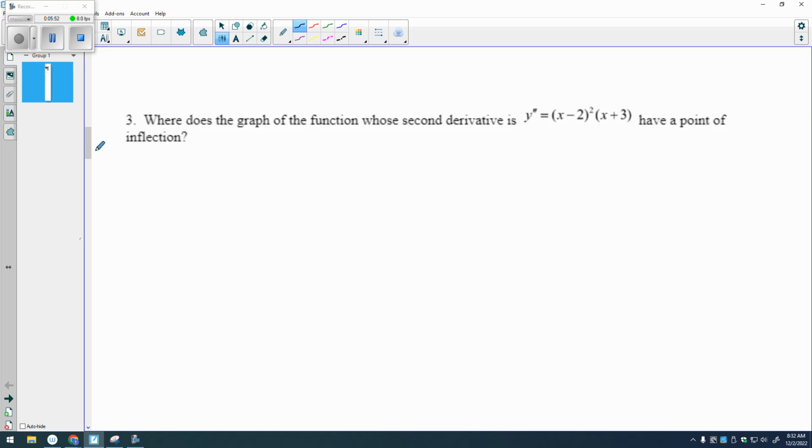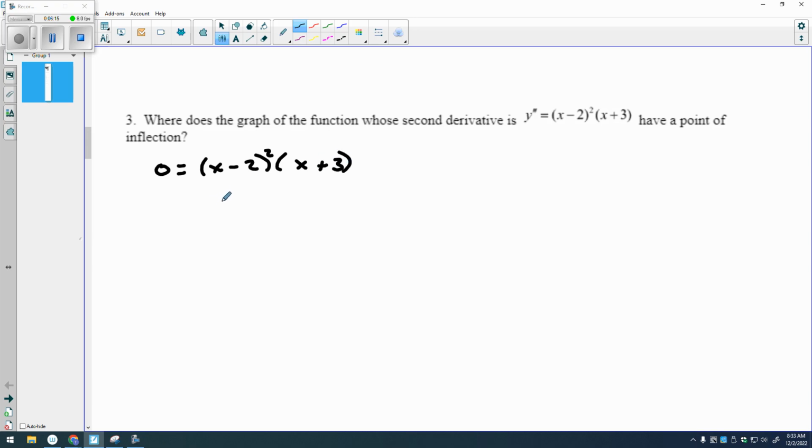Where does a graph of the function whose second derivative is given by that have a point of inflection? Is this a trick question? No, but it is kind of just seeing, do we totally know the definition of a point of inflection? So I want to know, where is this second derivative equal to 0? But I also want to know, where does it switch signs?